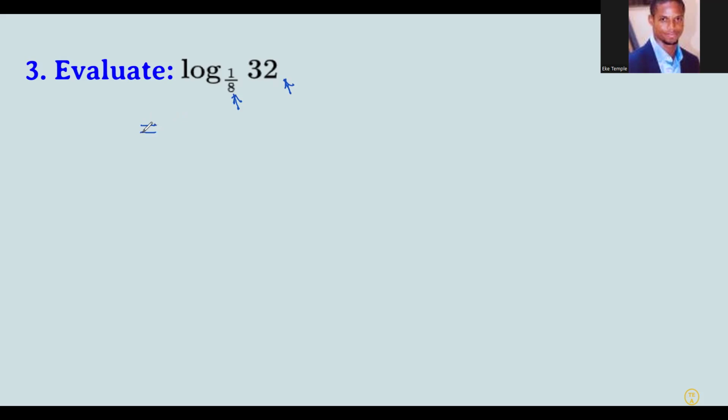So this is going to be, let's write, log base 1 over 2 to the power 3, writing 8 as 2 to the power 3, of 32, and writing 32 as 2 to the power 5. Yes, 2 multiplying itself 5 times gives 32. This is beautiful. Now take a moment to apply the law of indices here.